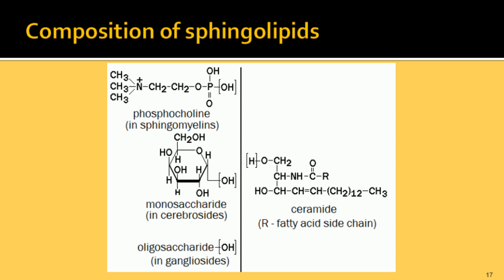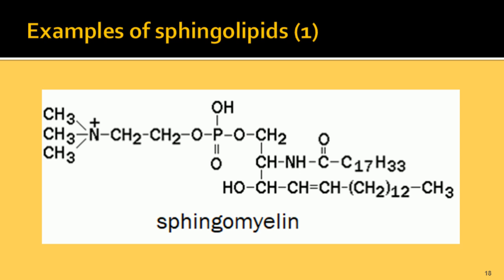The composition of a sphingolipid molecule includes a ceramide residue, an amide of sphingosine and an unsaturated fatty acid. The first hydroxyl group of this residue can be bonded to phosphocholine via a phosphate group in sphingomyelin, a monosaccharide, for example glucose or galactose, in cerebroside, or an oligosaccharide in ganglioside. The slide shows an example of sphingomyelin containing an oleic acid residue.